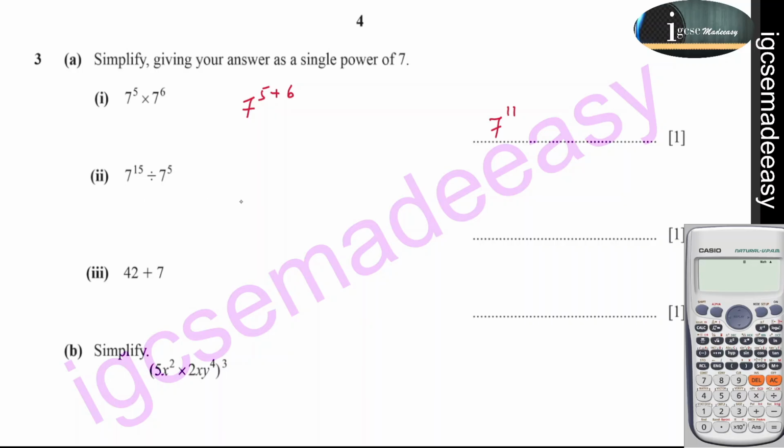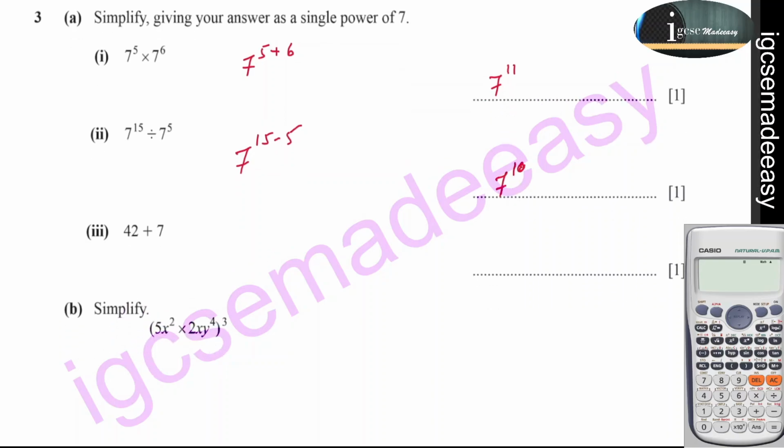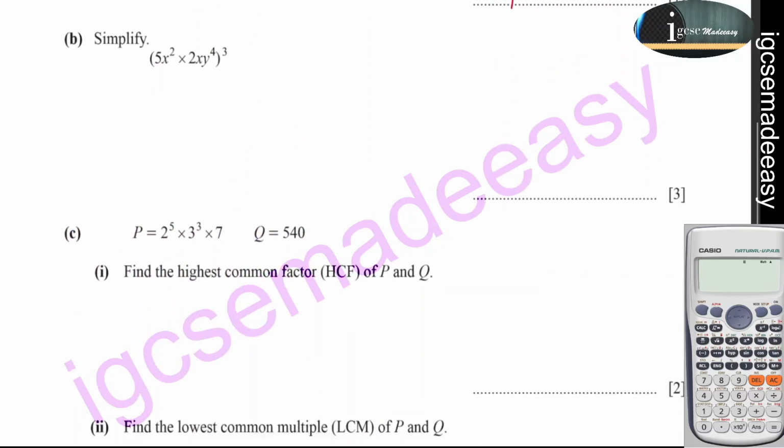Same here also, second part. When the bases are the same and division is the sign, then we have to subtract the powers. 15 minus 5 gives you 7 raised to power 10. And you have to make a power of 7. So let's add it. The addition of 42 plus 7 gives you 49, and 49 can be written as 7 raised to power 2, because 7 square is 49. So this is how we can do this question. Let's move on to the next part.